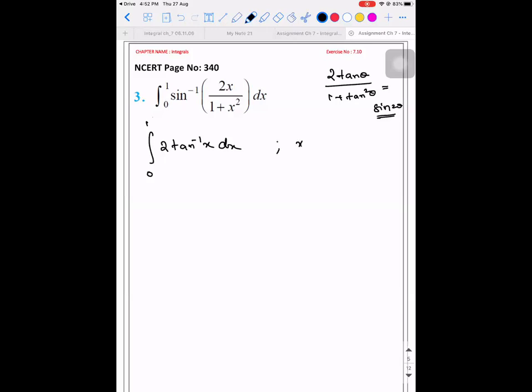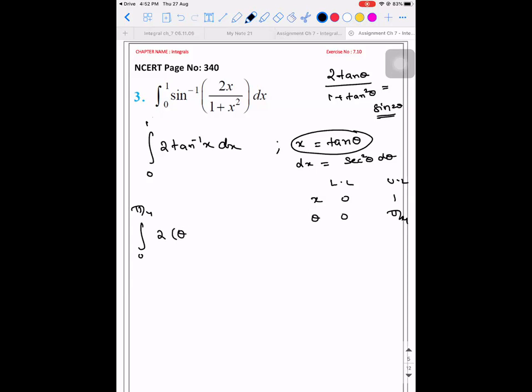Now you can put x is equal to tan theta. When you put x as tan theta, what will you get? Dx will be, you will get the same thing again, secant square theta d theta only. So lower limit, upper limit: when x is 0, theta is 0. When x is 1, theta is pi by 4. So integral of 0 to pi by 4, 2 into tan inverse x, I can write it as theta. Dx, I can write it as secant square theta d theta.